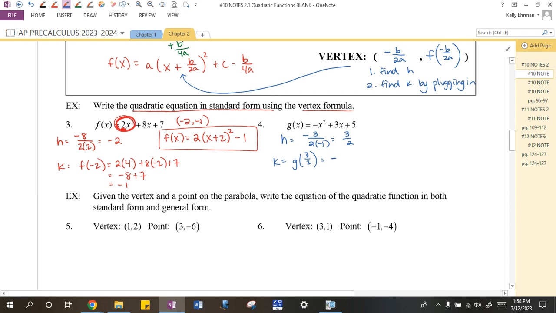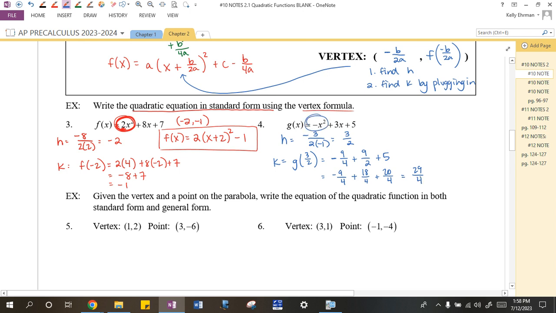So we've got this negative here. Square 3 over 2, 9/4, so -9/4, plus 3 times 3 over 2, so plus 9 over 2, plus 5. I would take the time to write out the common denominators. -9 over 4 plus 18 over 4 plus 20 over 4. I just think you're less likely to make a mistake if you just write down an extra step. So this is -9 plus 18 is 9, plus 20 is 29 over 4.